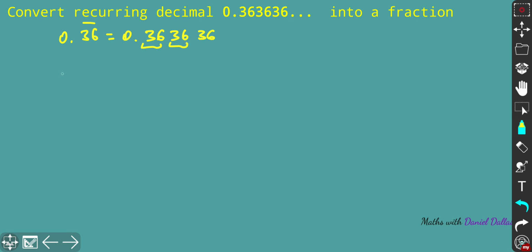The trick is still the same. However, instead of multiplying by 10, now you need to shift the decimal point by exactly 2 digits. So we mark x as 0.36 recurrent. We multiply by 100 in this case, because we want to move 2 decimal places ahead.